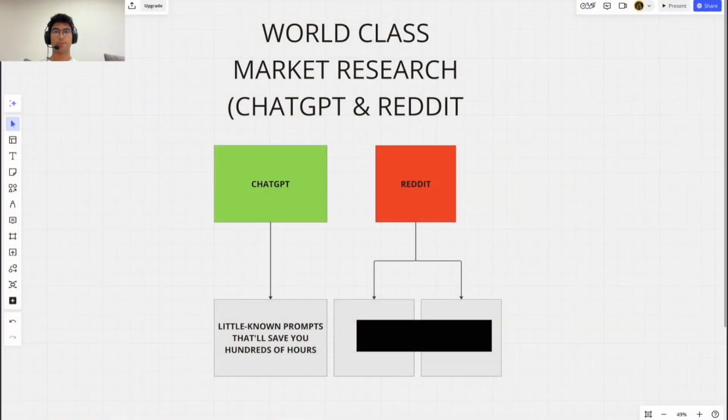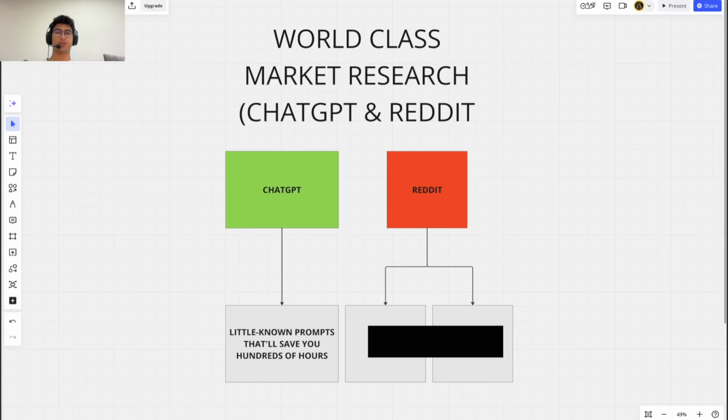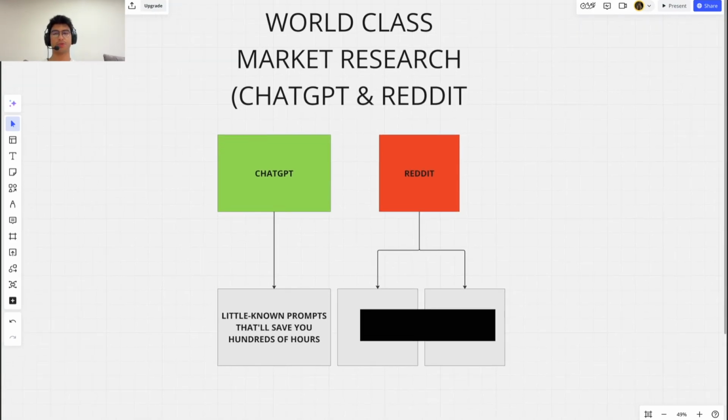So, as you read in the title, we're going to do some market research today using both ChatGPT and Reddit. With ChatGPT, I'm going to show you the little known prompts that will save you hundreds of hours when it comes to doing market research. And also, we're going to use some Reddit secret tools that will also help you save a lot of time and make things easier.